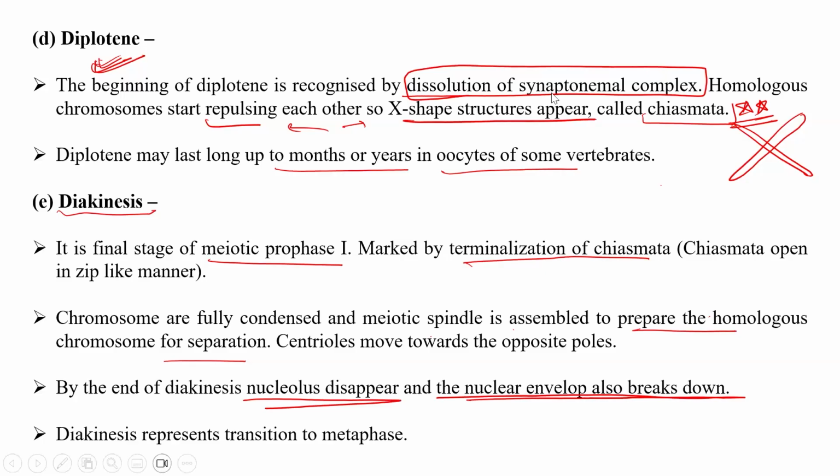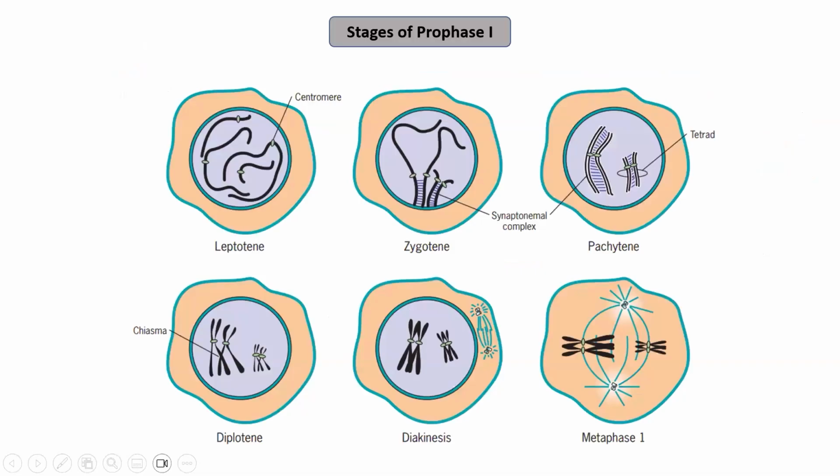For the segregation of the homologous chromosomes, the cell is preparing itself, and by the end of diakinesis, which is the final stage of meiotic prophase 1, the nucleolus disappears completely and the nuclear envelope also breaks down, which will further facilitate the separation of the homologous chromosomes from each other. Now, diakinesis represents the transition to metaphase. So after this, the next stage is metaphase.